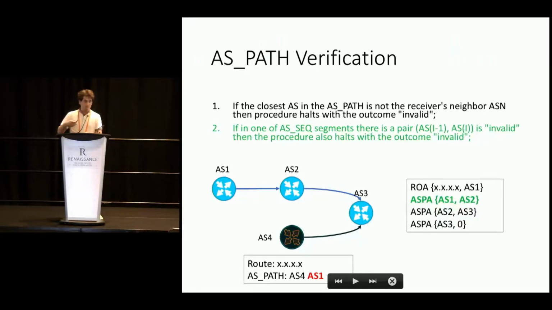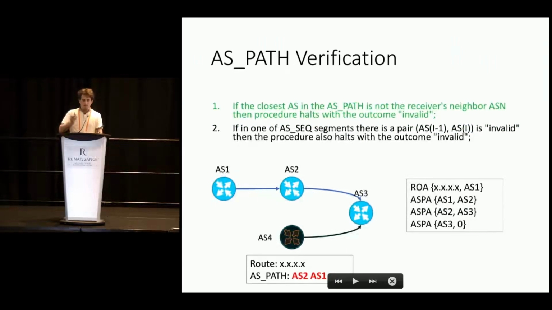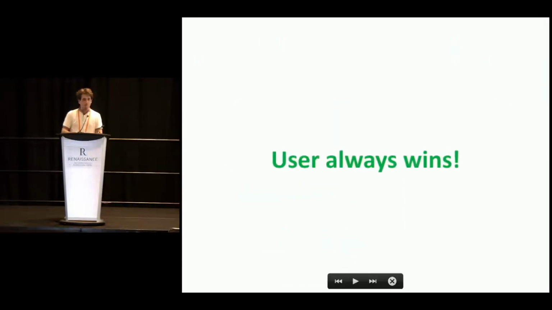Autonomous system 4 may then try to add autonomous system 2 to the AS path. Again, it will be detected because autonomous system 2 has authorized only autonomous system 3 to send its prefixes to upstream providers. The last chance is to remove autonomous system 4 from the AS path altogether. But according to the specification, the router must check that the neighbor autonomous system number is present in the AS path.